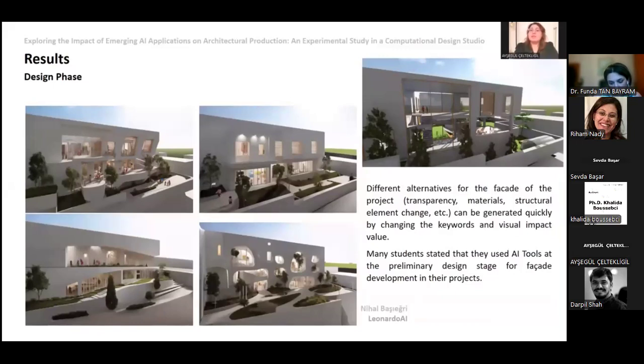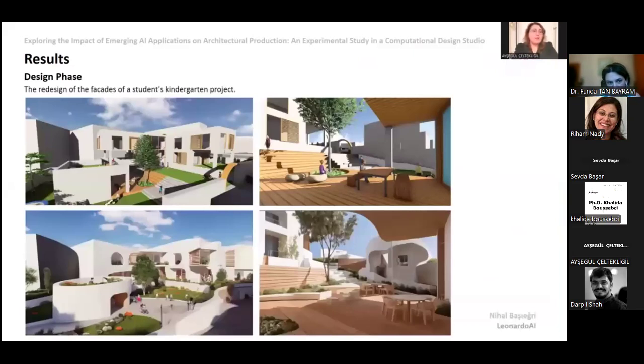Many students state that they used AI tools at the preliminary design stage for facade development in their projects. And you can see the redesign of the facade of the students' kindergarten project here.